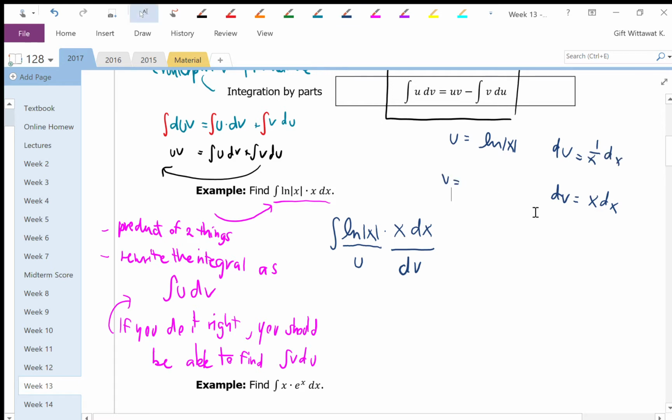Now I have to also identify v. If dv is x, what has to be v? The derivative of what thing is x? Well, we already knew this integral, so it's going to be x squared over 2. And that makes sense, since the derivative of x squared over 2 is x. So if my dv is x dx, then my v is just x squared over 2.